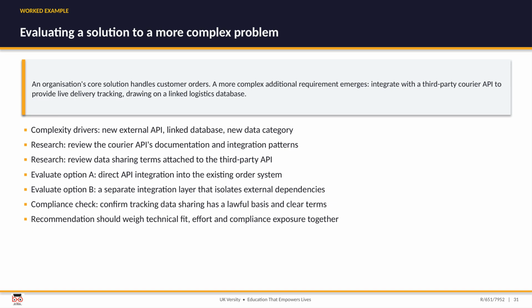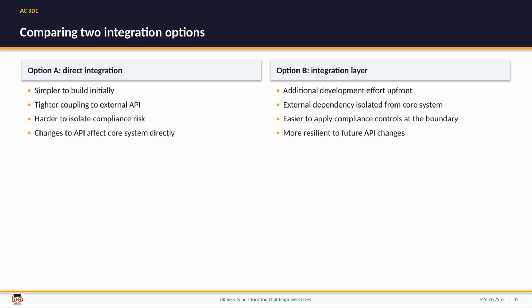You'd then evaluate, say, option A, integrating the API directly into the existing order system, against option B, a separate integration layer that isolates the external dependency. Alongside this, you'd confirm that sharing tracking data has a lawful basis and clear terms, so the final recommendation weighs technical fit, effort, and compliance exposure together. It's worth laying those 2 options side by side.